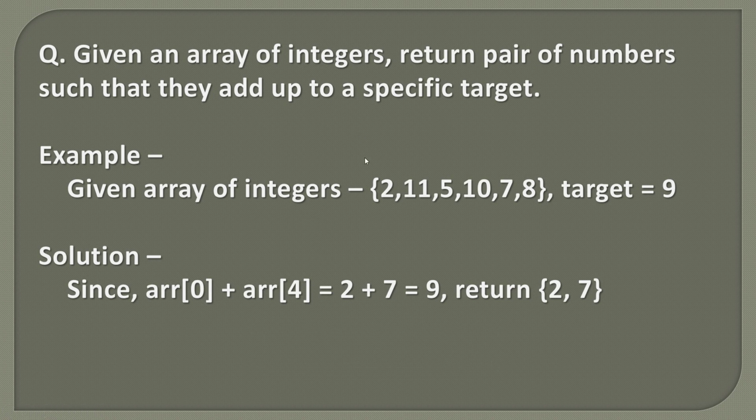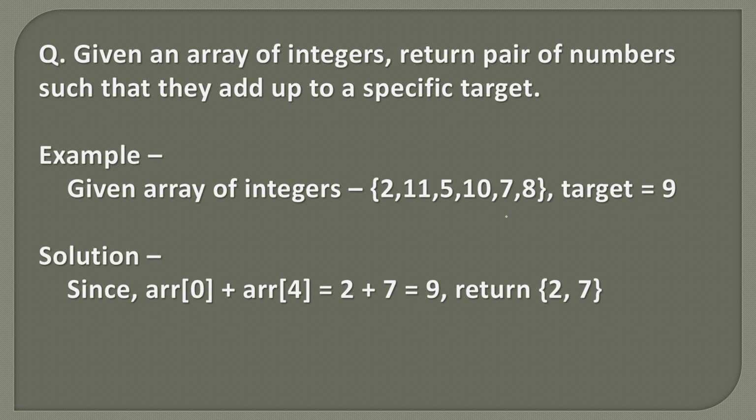So here if you see, we are given an array of integers, let's say having different values 2, 11, 5, 10, 7, 8. Now the integers in this array are not repeated and we are also given a target, let's say 9.